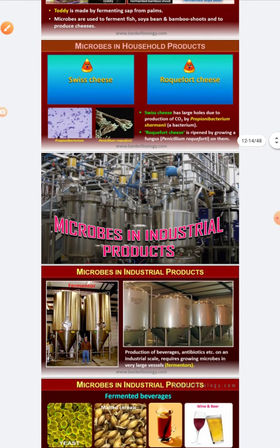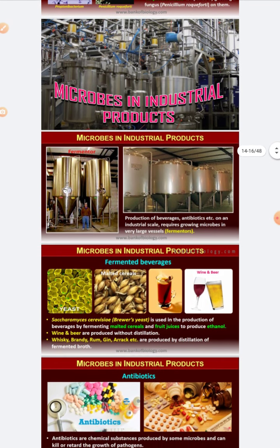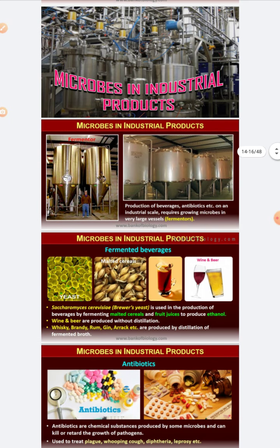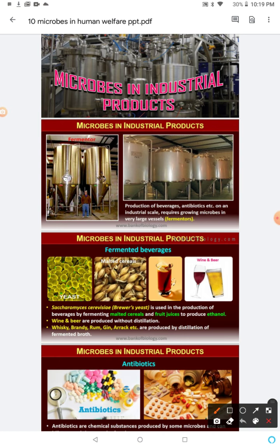Next is microbes in industrial products. The microbes in industrial products are used in production of beverages, antibiotics, etc. And various microbes are used in large vessels. These are fermentors where the bacteria are used for fermentation processes. Saccharomyces cerevisiae is a brewer's yeast which is used in production of beverages by fermenting malted cereals.